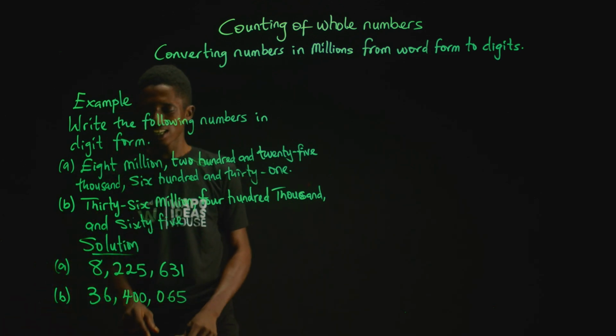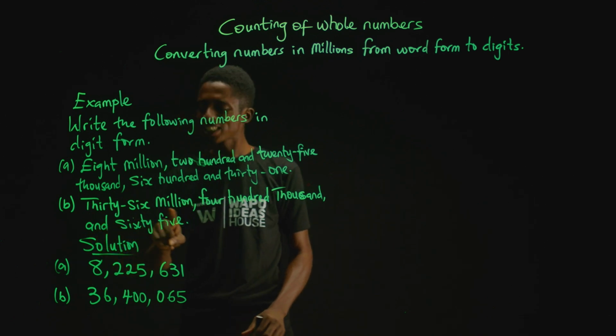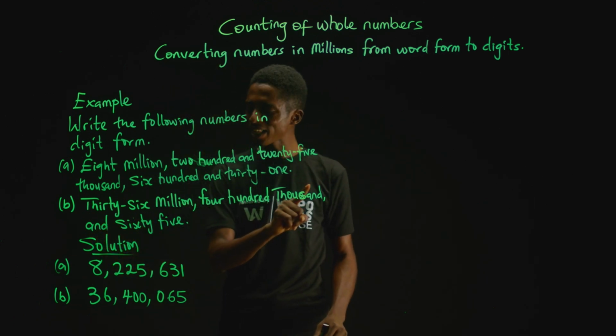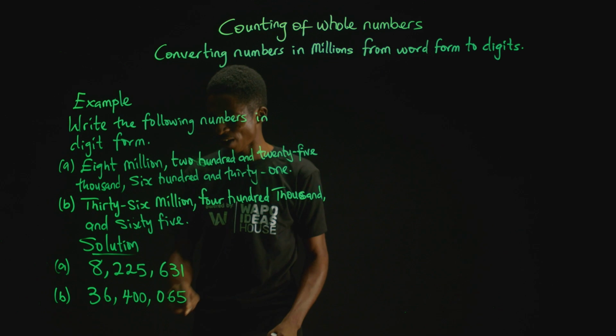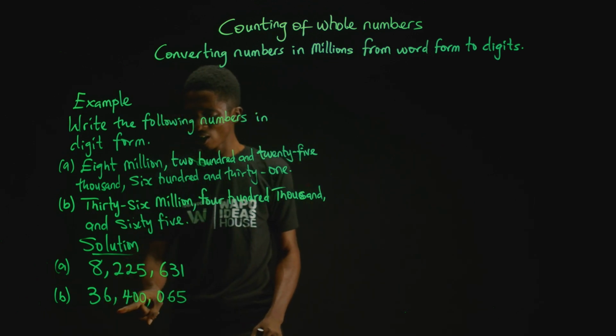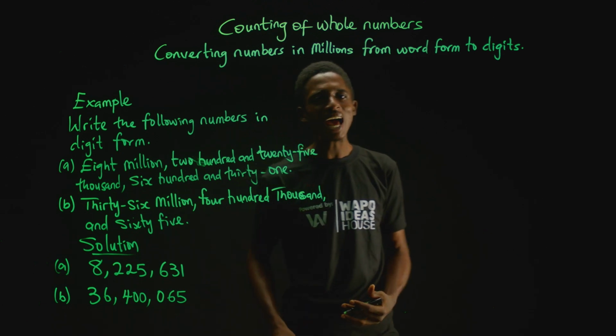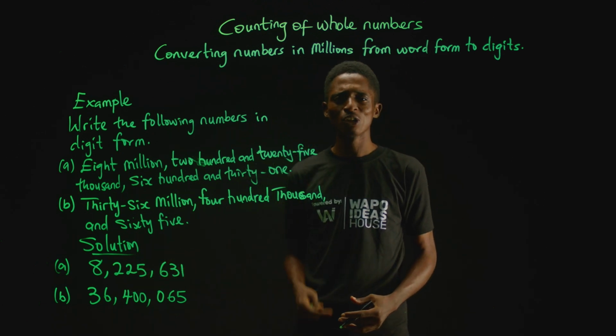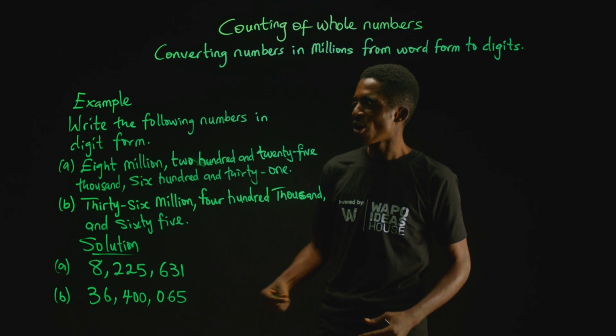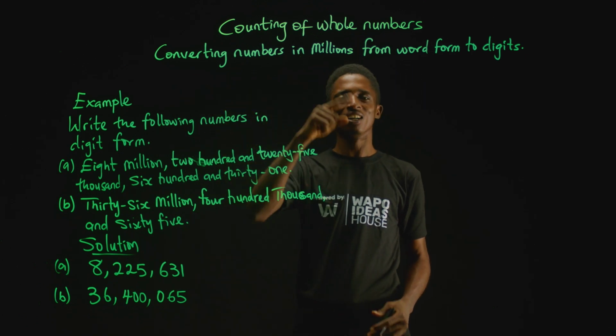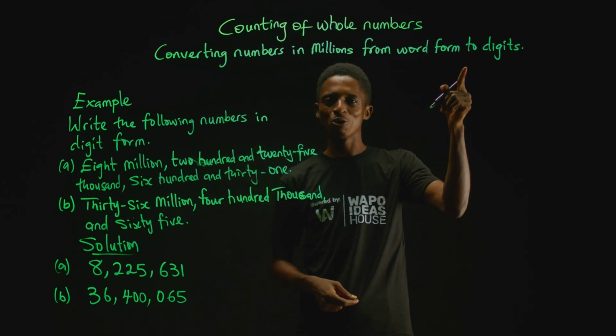So just like that, we have written 36,400,065. By applying this simple method, you too can become a master of converting numbers in millions from word form to digits.